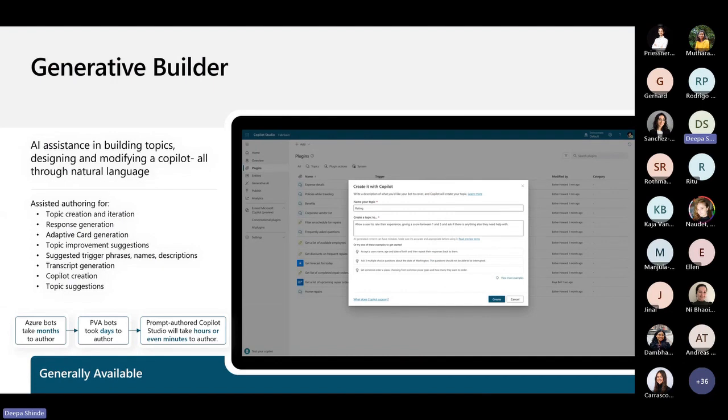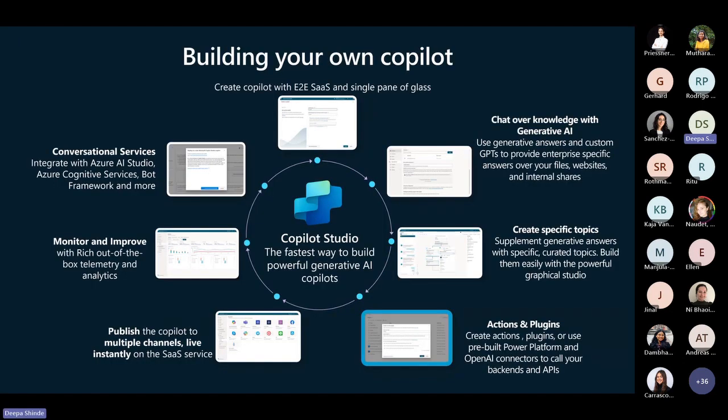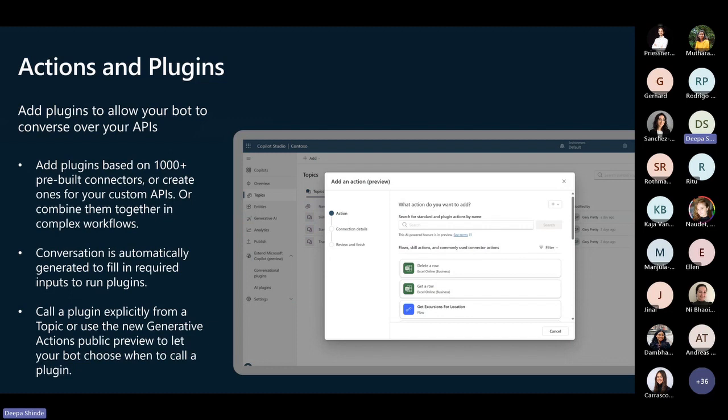We have spoken about generative builders. I'm going to skip that. Actions and plugins, that's the next one. And I think I've explained actions and plugins. It's more about workflows. It's more about APIs. It's more about the existing plugins that you can connect into.